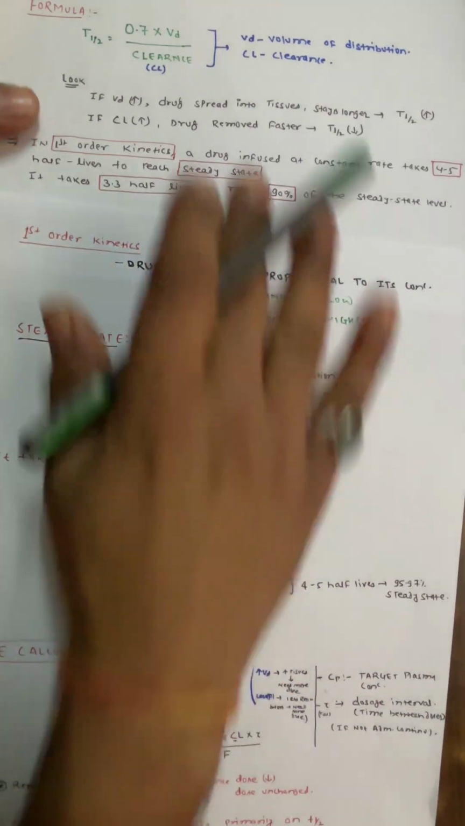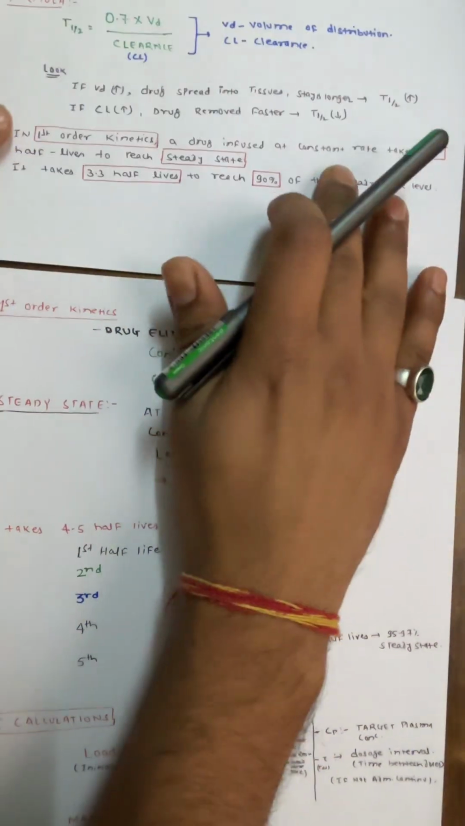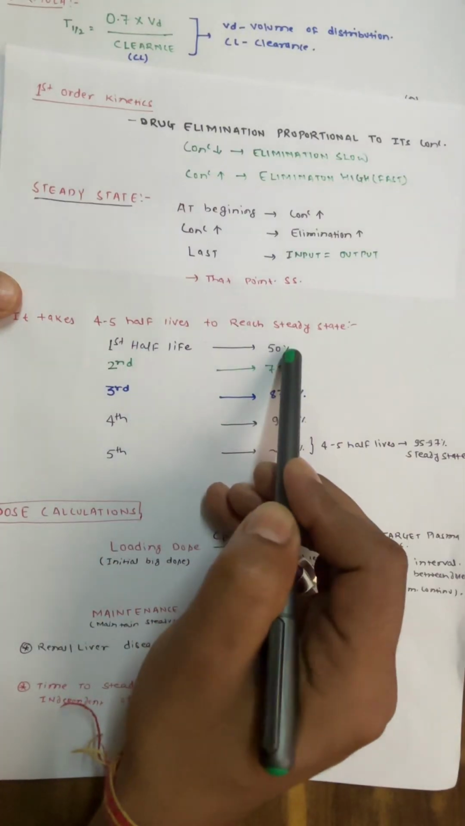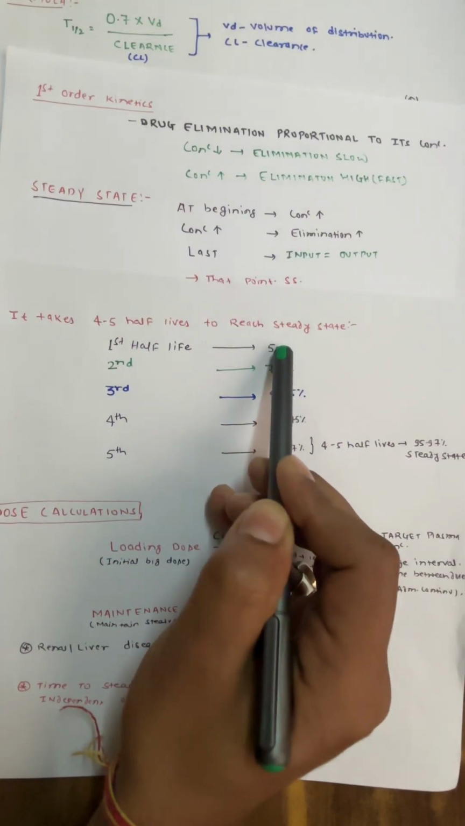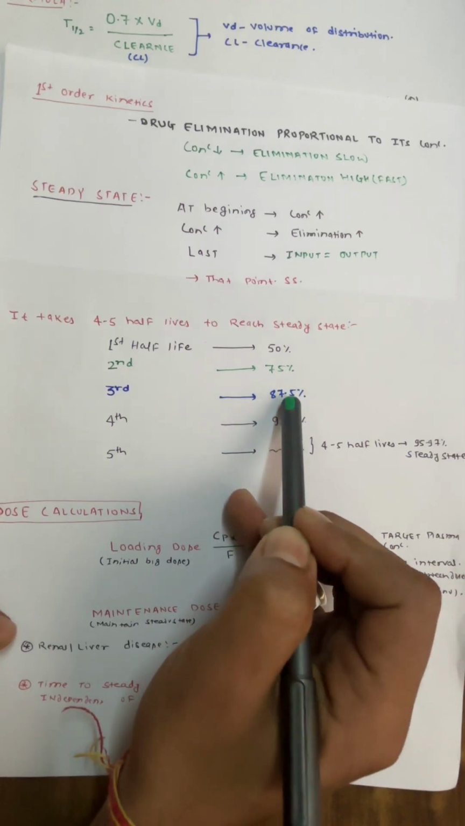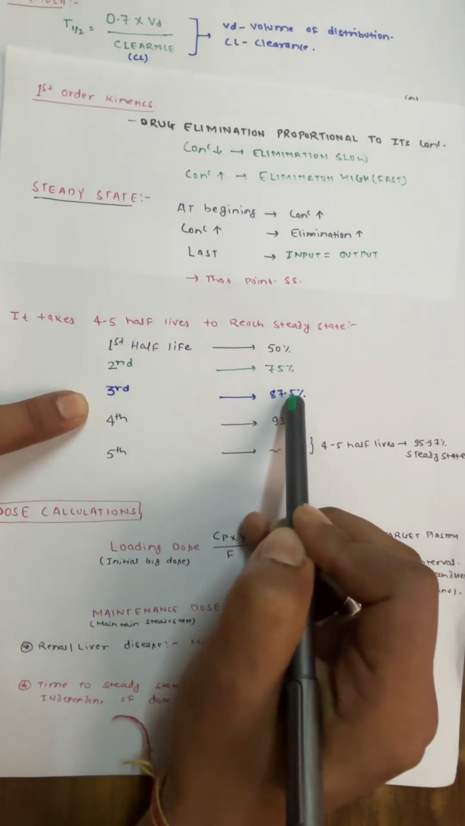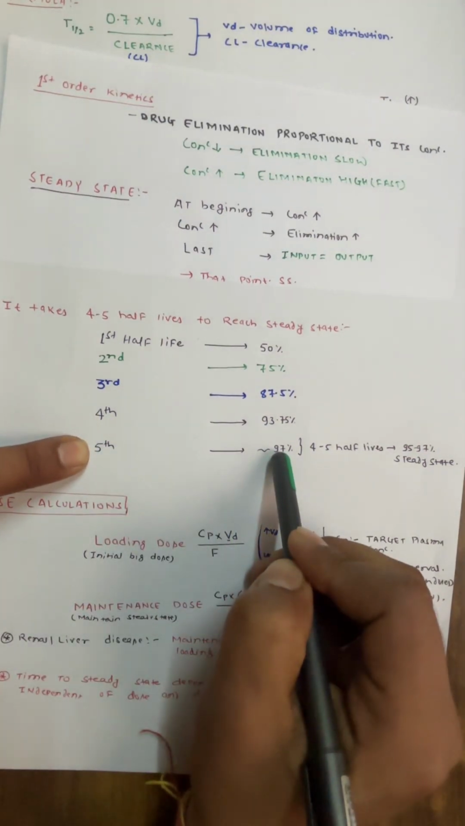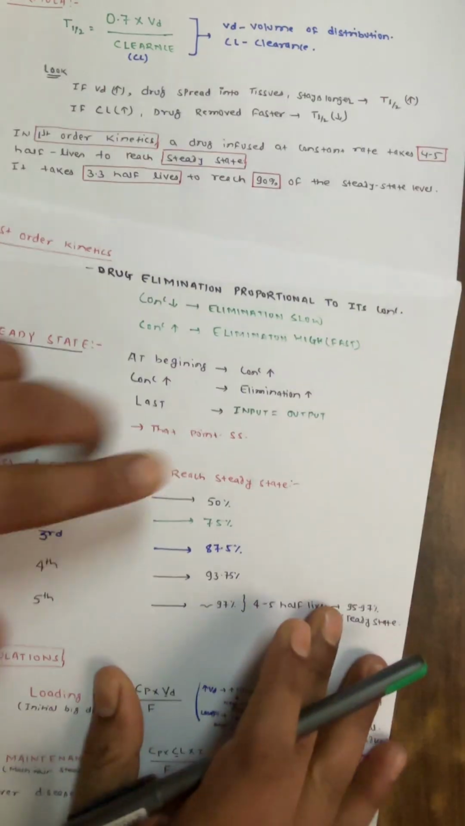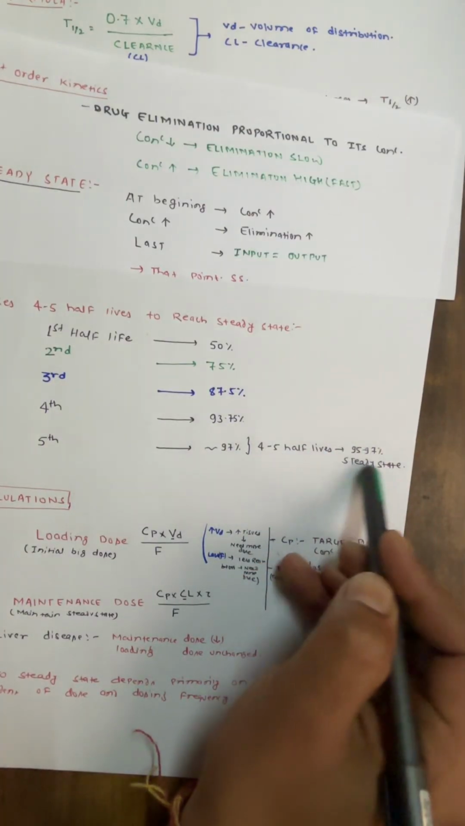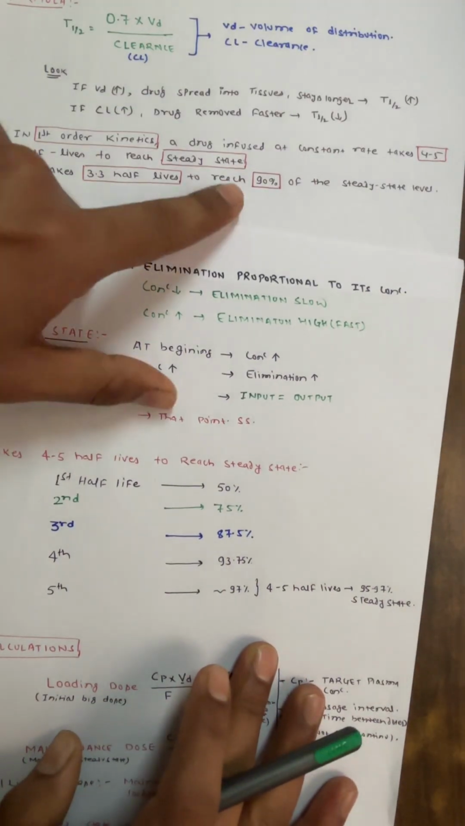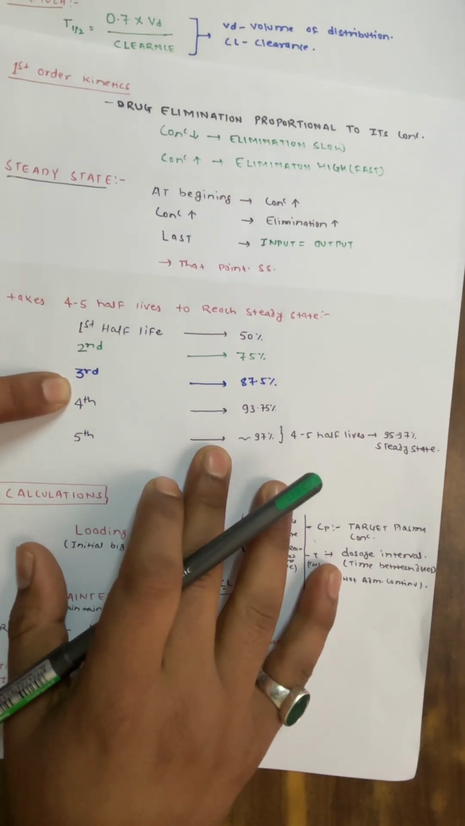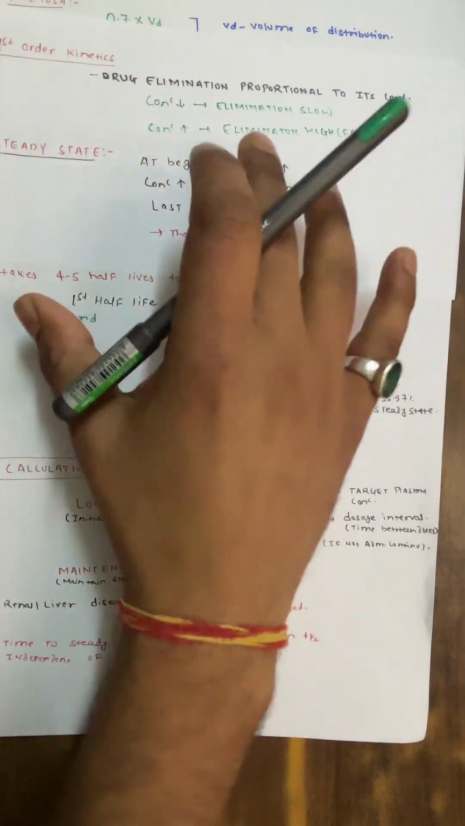Now let's understand how it takes 4 to 5 half-lives to reach a steady state. Listen. After the first half-life it will be 50%, then again half of the remainder, which comes to 75%, then in the same way in the third it comes to 87.5%, the fourth 93.75%, then in the fifth it will come to around 97%. So that is written here, that it will take 4 to 5 half-lives to come to the steady state. And to reach 90%, it will take around 3.3 half-lives. So this is all about the steady state and half-life.